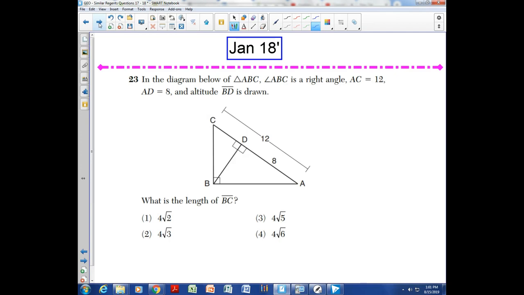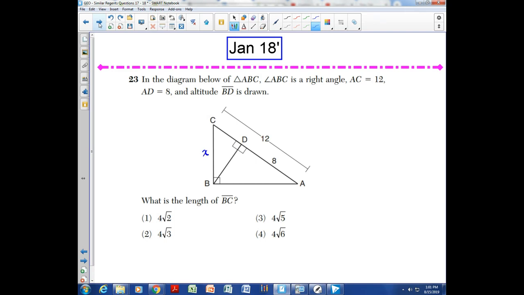However, it's harder to know which sides correspond with which sides, which is why we have the altitude rule and the leg rule, right? So in the diagram below of triangle ABC, ABC is a right angle, AC is 12, AD is equal to 8, and altitude BD is drawn. Find the length of BC. So I'm going to put a little X here in BC.